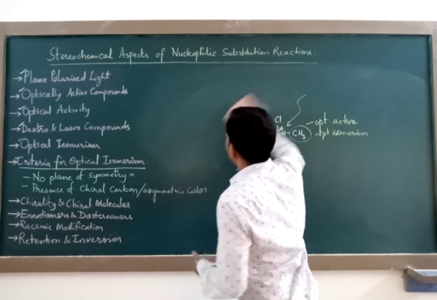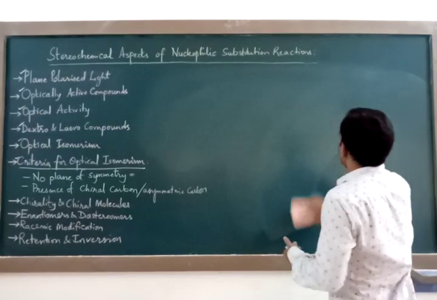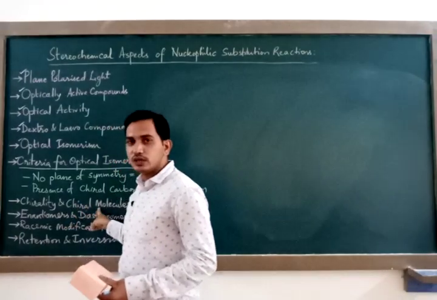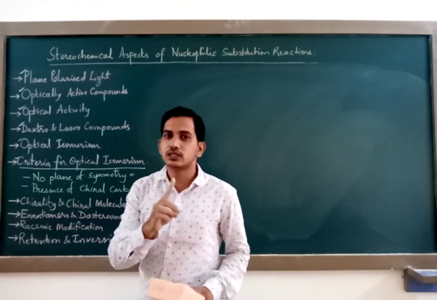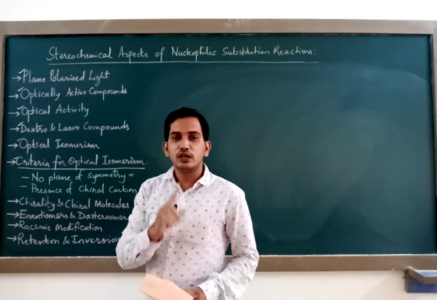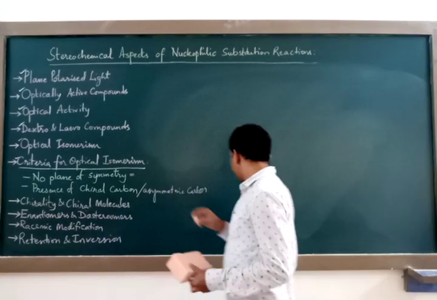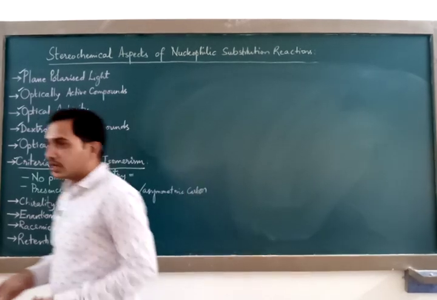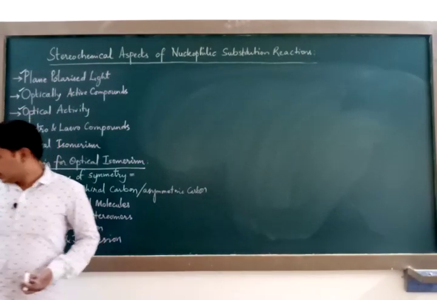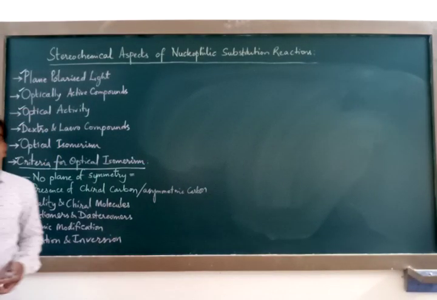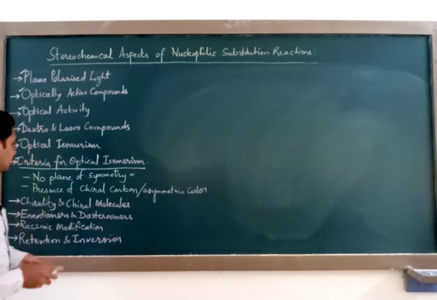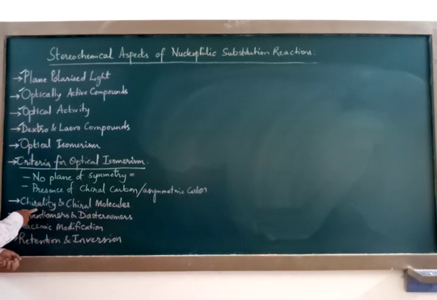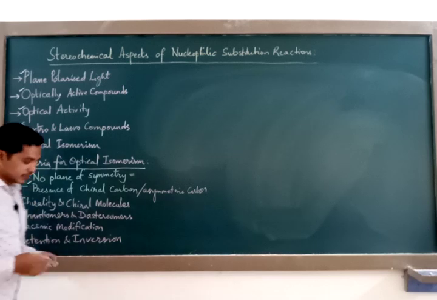Then we shall go on to chirality and chiral molecules, that I have already told you. What is a chiral molecule? A chiral molecule is one which contains at least one asymmetric carbon atom. Molecules which contain at least one asymmetric carbon atom will be chiral molecules. And the property to show optical isomerism, such compounds are called chiral compounds, and the property is called chirality. Then we have enantiomers and diastereomers.